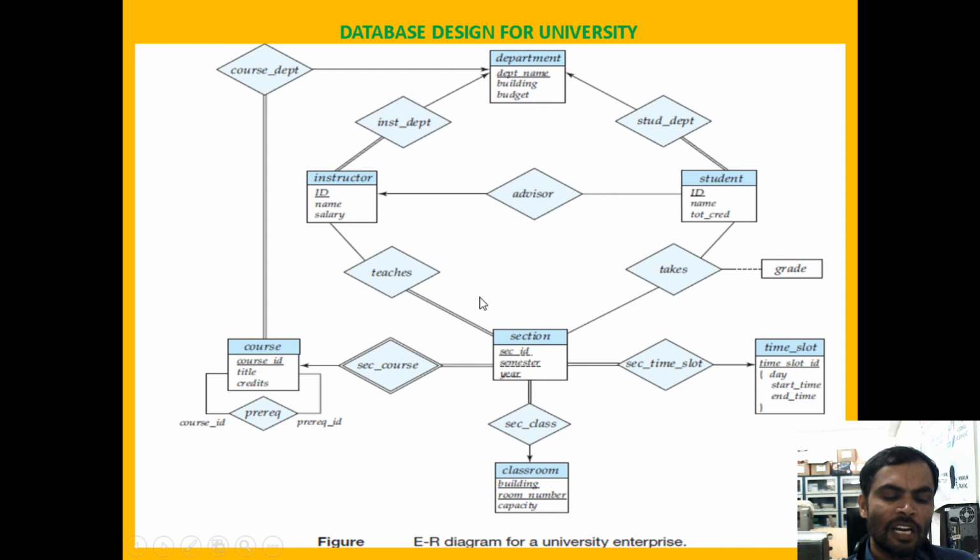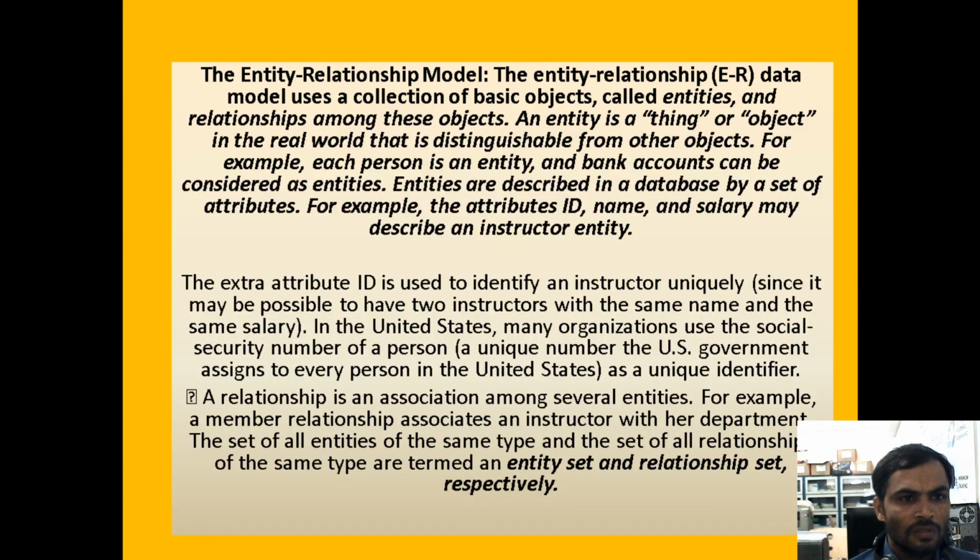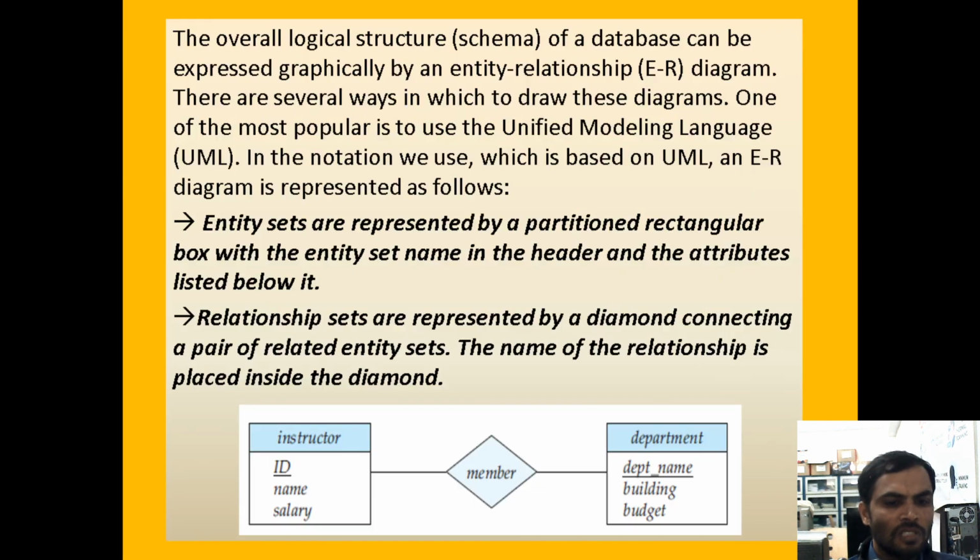This is the ER diagram, the entity relationship diagram for a university. As I just said, an entity is represented with a rectangular symbol. It consists of a header part and a body part. An entity means a thing or object. In this ER diagram, instructor is an entity and department is an entity. Between the two entities, a relationship exists.